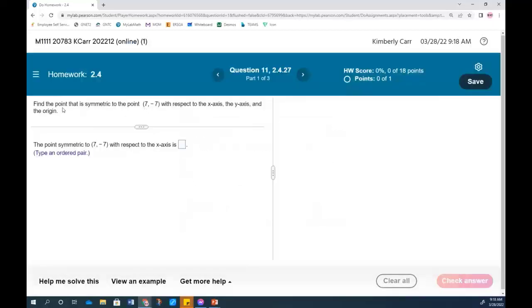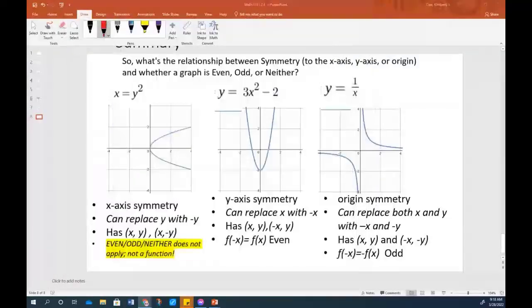This is where that last slide is going to help you find the point that is symmetric to this point with respect to the x-axis, y-axis, and origin. But if you have a point like 7, negative 7, then the other one is going to be 7, positive 7, because it just changes that y. And you can see how you can use that to help you out on some of that homework.